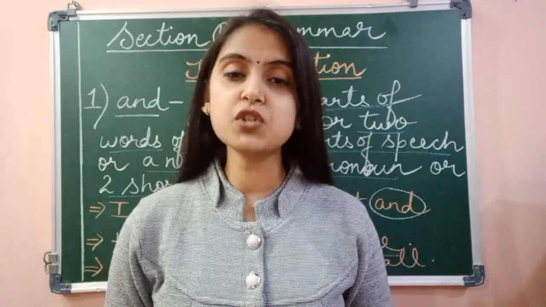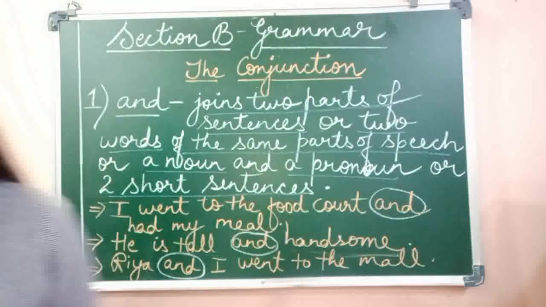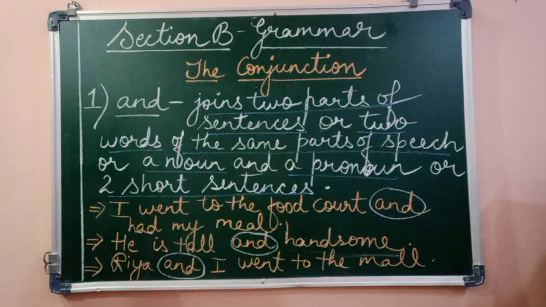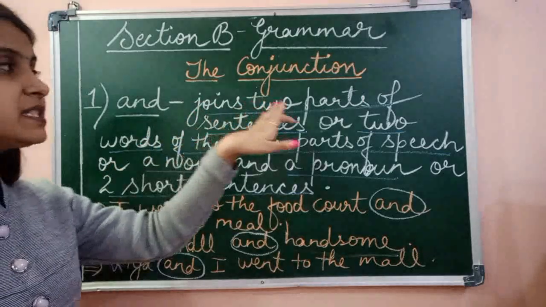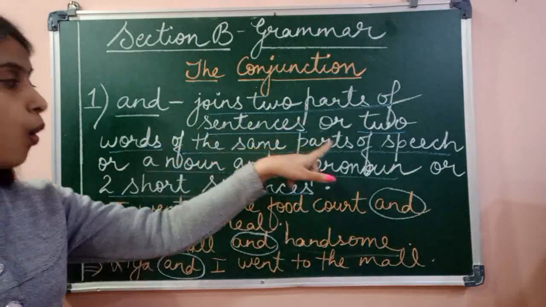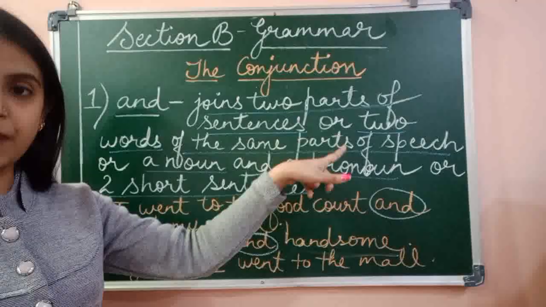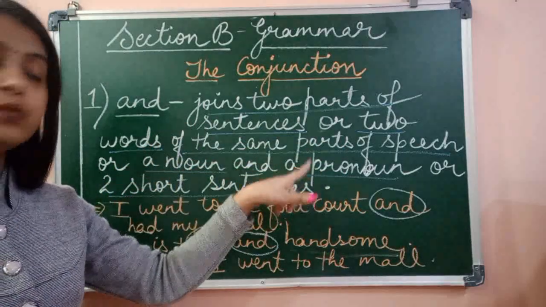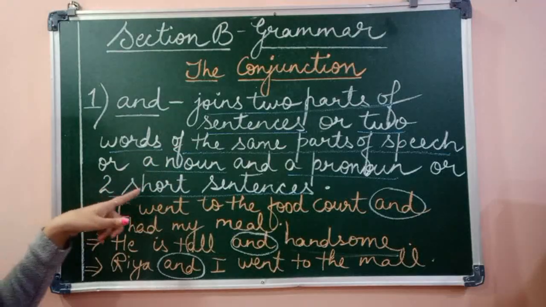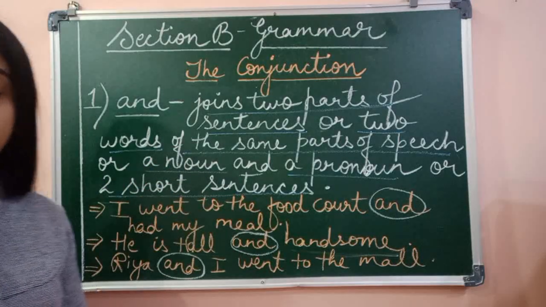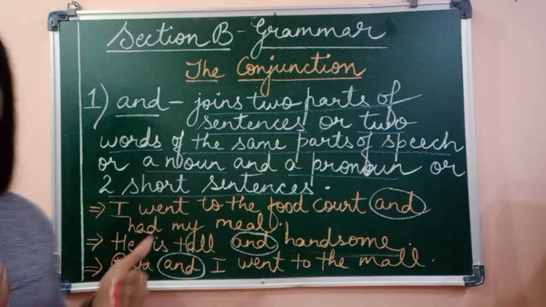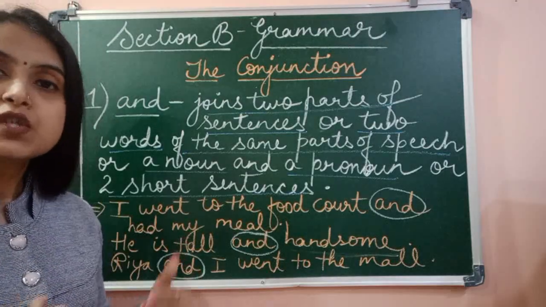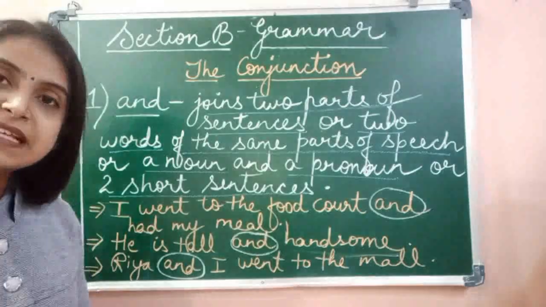The first conjunction that we are going to learn is and. Okay, as it is mentioned, and joins two parts of sentences or two words of the same parts of speech, or it can join a noun and a pronoun, or it joins two short sentences. Okay, so and is a conjunction that is basically used to join two ideas or two sentences.